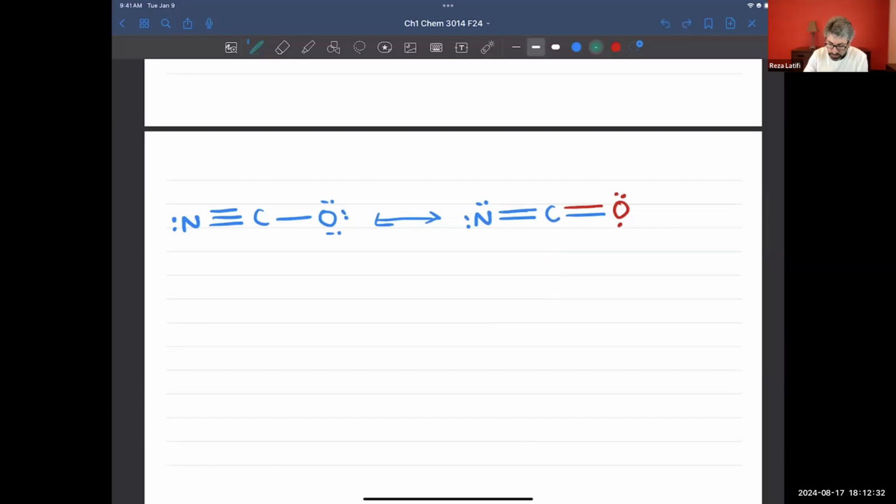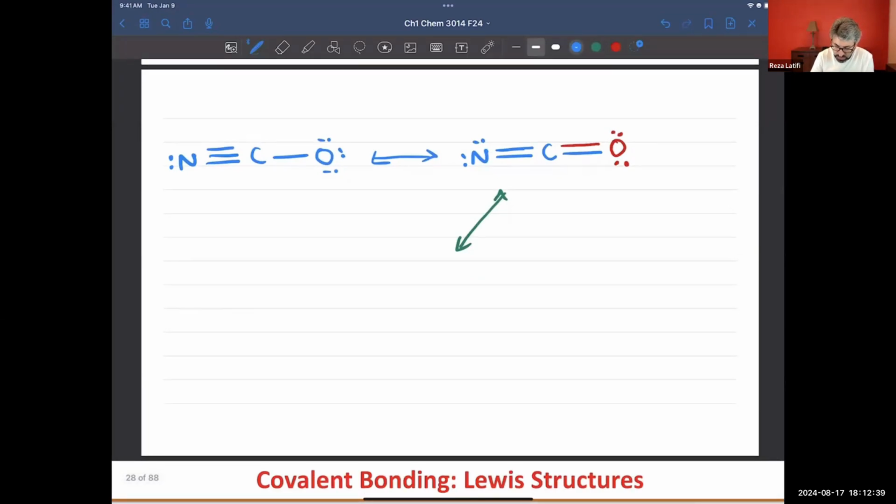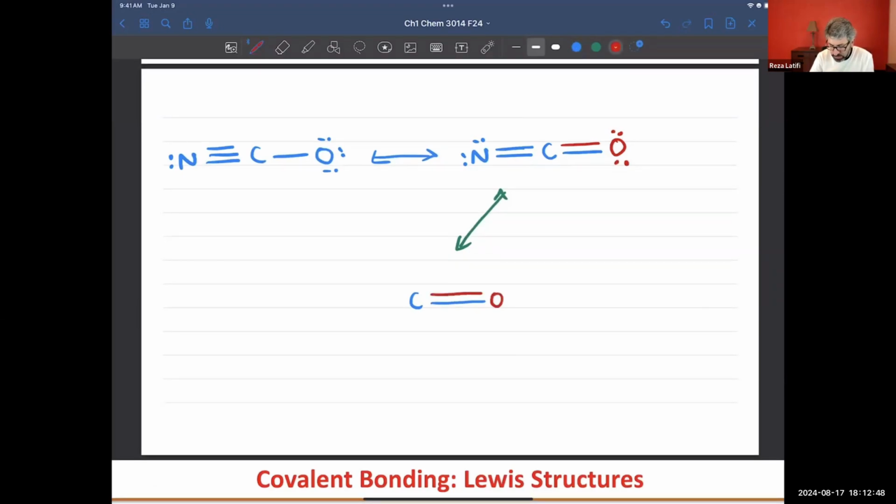This one can be transferred to a structure that has a triple bond between oxygen and carbon. Oxygen has only 1 lone pair, and there's a single bond between carbon and nitrogen. Nitrogen has 3 lone pairs. If I highlight the triple bond, it used to be between carbon and nitrogen. Now we turn it into a double bond.